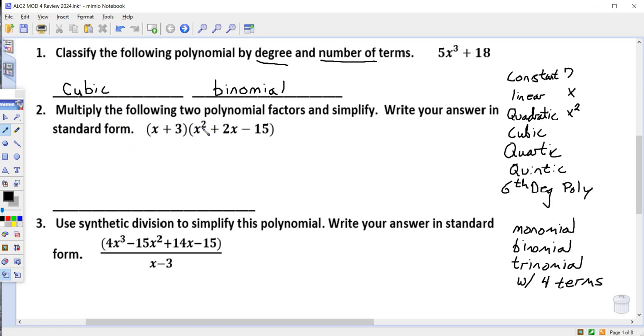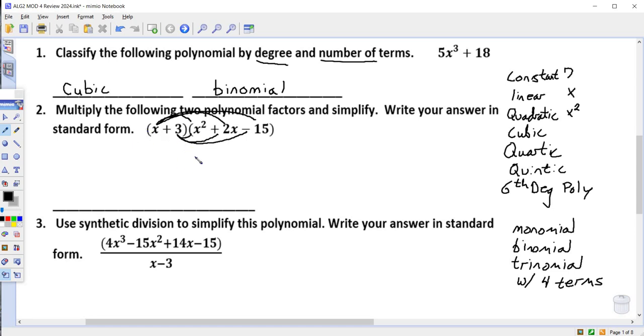Second question, multiply the following 2 polynomial factors and simplify. Write your answer in standard form, of course. So here we are just distributing. We need to distribute this x with all 3 terms in the other factor, and then we need to distribute the 3 with all 3 terms in the other factor. So let's distribute that x.